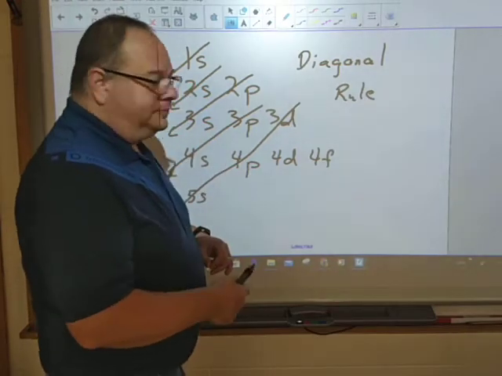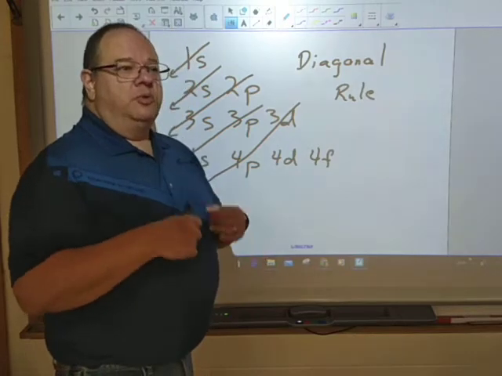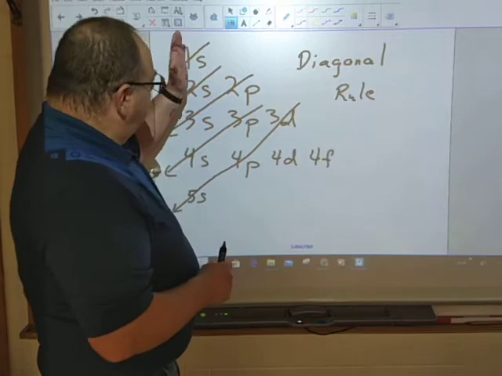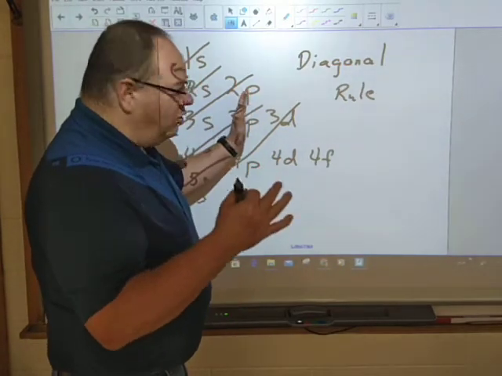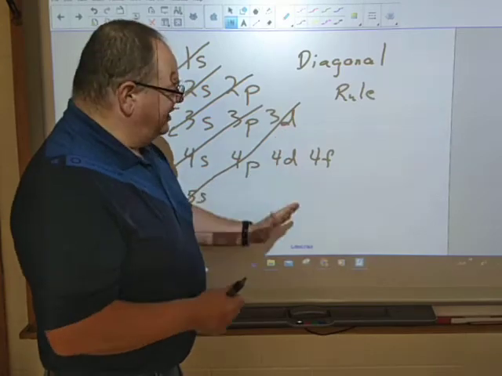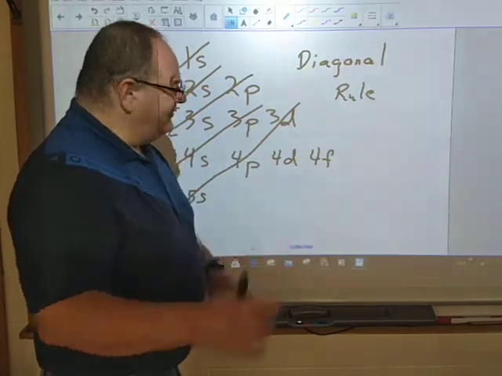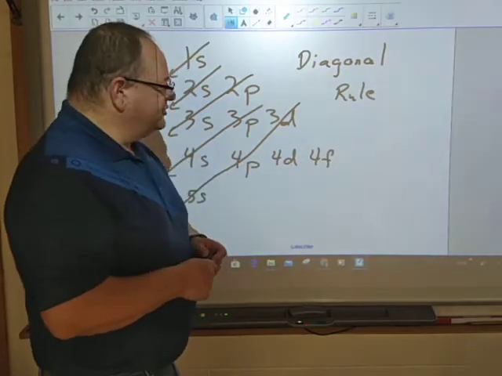Now, there's a pattern. When we went through our quantum numbers, we talked about orbitals within the sublevels. The S sublevel only had one orbital. The P sublevel had 3 orbitals. The D sublevel had 5. The F sublevel had 7. There's a pattern: 1, 3, 5, 7. So we can guess that the G sublevel would have 9 orbitals.